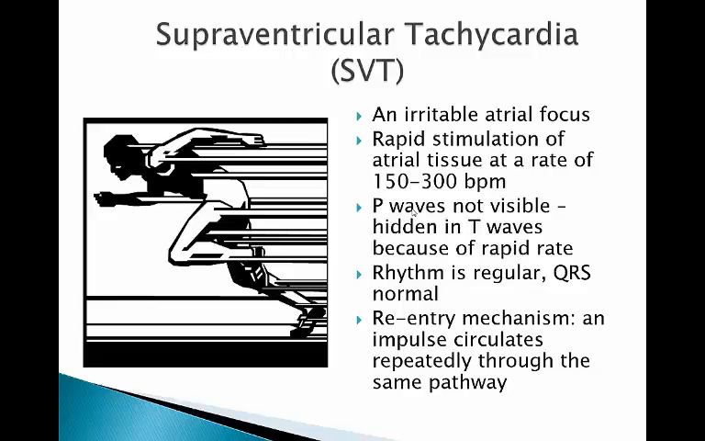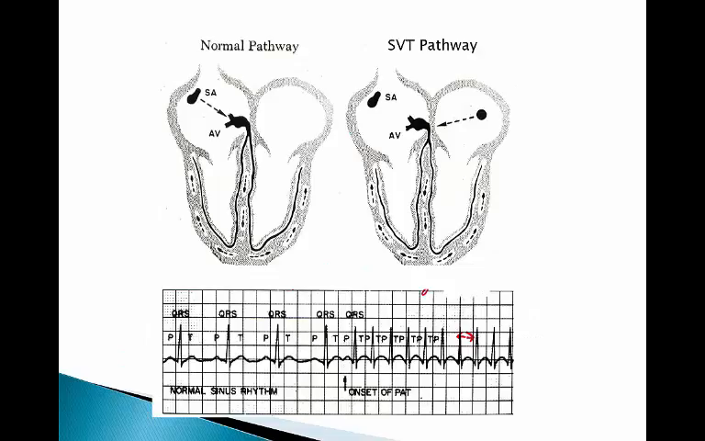When you're looking at this strip, I'm going to go to the next slide just so I can show it to you. When you're looking at SVT, this is what it is here. You can't see the P wave. It's there, but it's buried under the T wave, so it just looks like one big lump. It's regular, it's just very fast. The QRS is narrow, and like I said, the rhythm is very fast. So again, you've got this irritable focus firing 150 to 300 times per minute, and then the ventricle is trying to keep up with that. That's what the problem is.